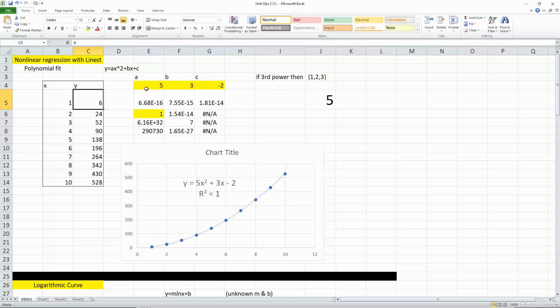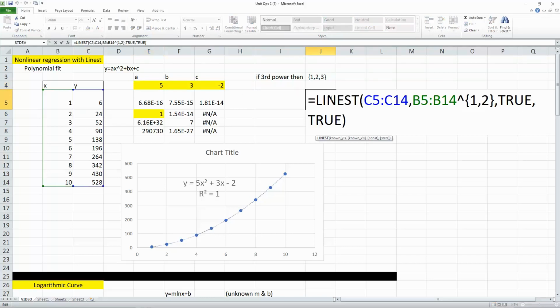So our 5 corresponds to this. Now this might be hard to see, so I reproduced it here. You would say equal to LINEST, parentheses, our y value, C5 to C14 are the y values, comma, B5 to B14 are the x values. Now this is a trick: you say a caret, curly bracket, 1 comma 2. You do 1 comma 2 if you have a second order, meaning like x squared. If this was a third power, you would say 1 comma 2 comma 3. Then you do your standard comma true, comma true.